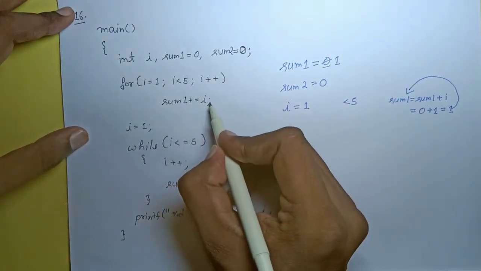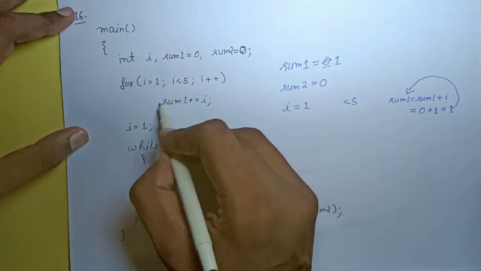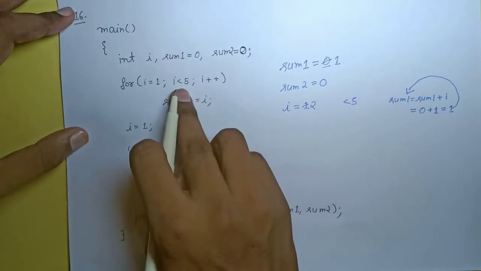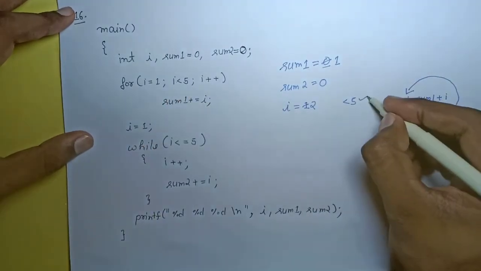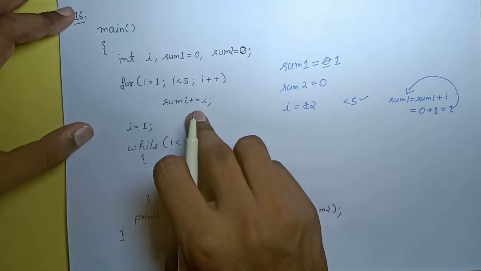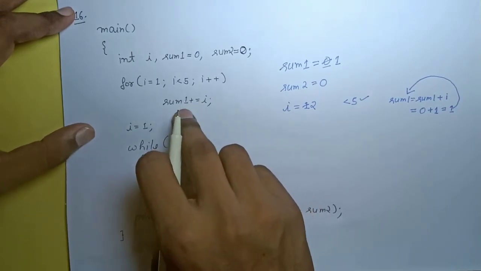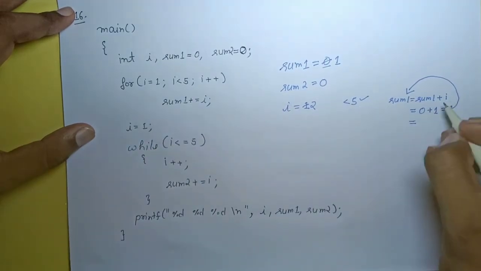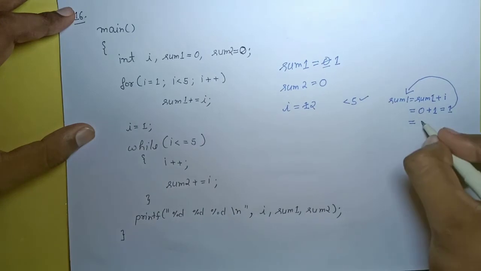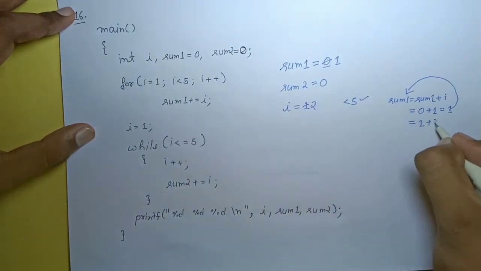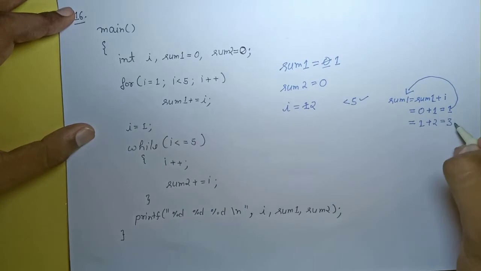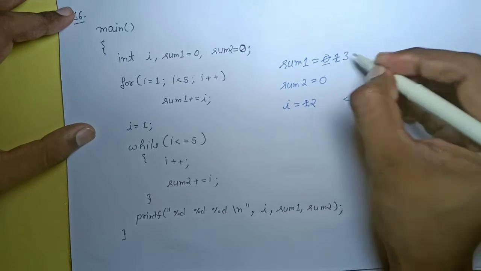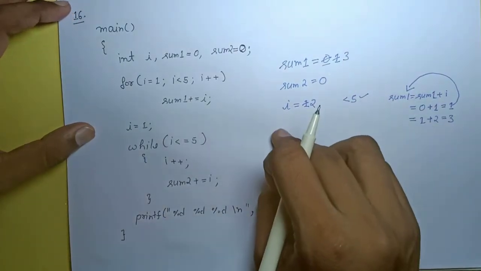Now this statement got executed, and the control again comes to the for loop, which means the value of I now is 2, and the condition is checked: is 2 less than 5? Obviously 2 is less than 5, so the condition is true. Then the control comes inside the loop, and we solve this expression, sum1 plus I. The value of sum1 now is 1 and the value of I is 2, which results in 3. Now the value 3 is stored in the variable sum1, which means that the 1 is overridden and the value 3 is stored in sum1.